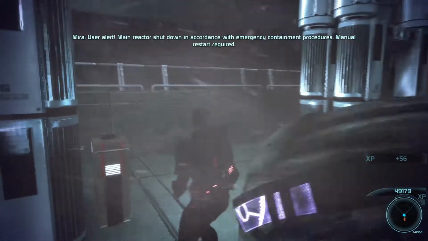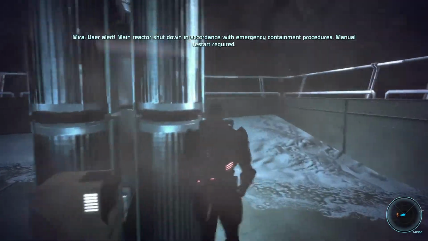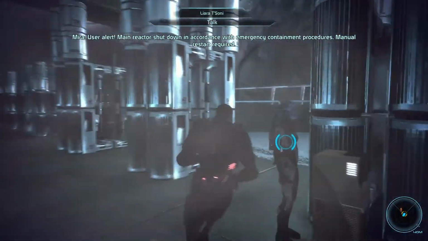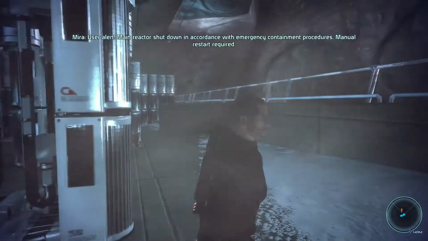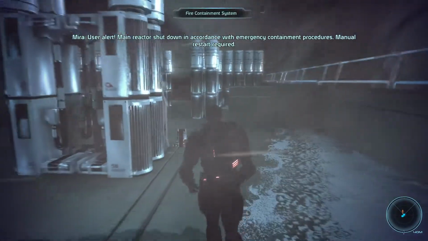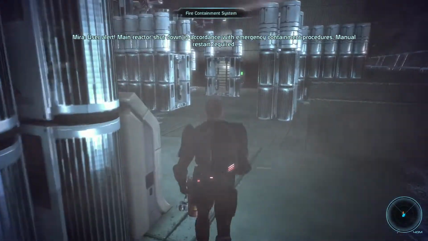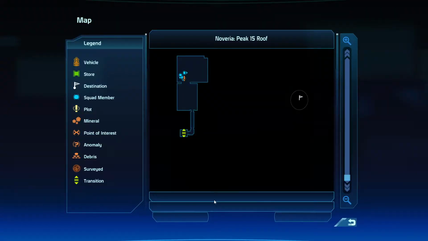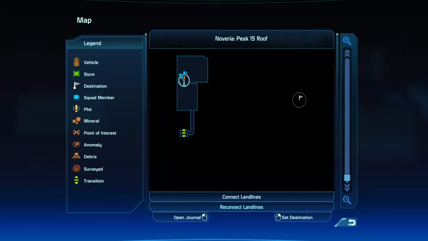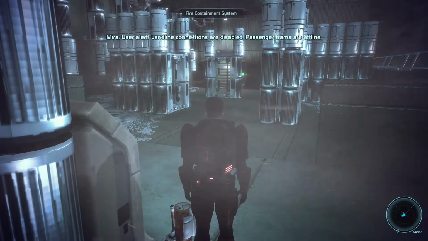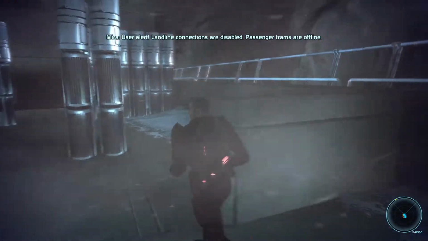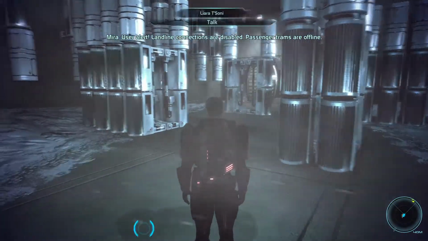User alert. Main reactor shut down in accordance with emergency containment procedures. Manual restart required. User alert. Landline connections are disabled. Passenger trams are offline.